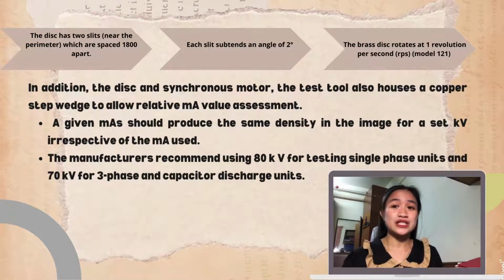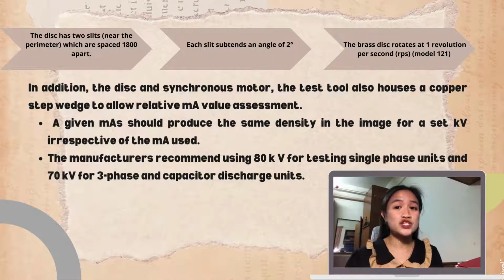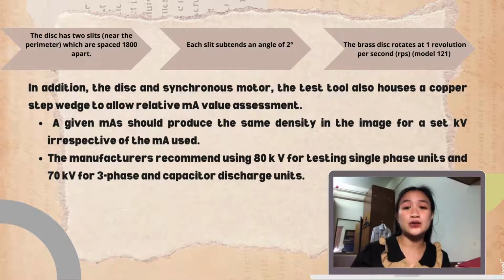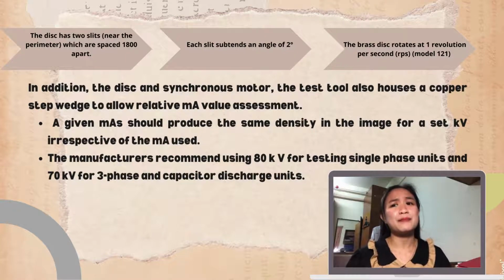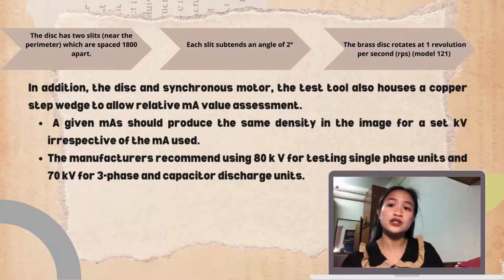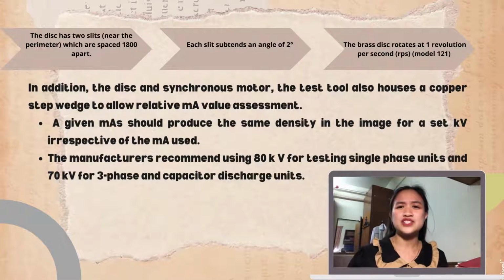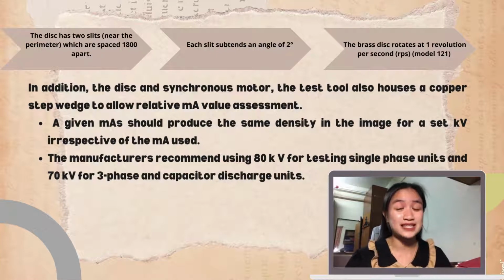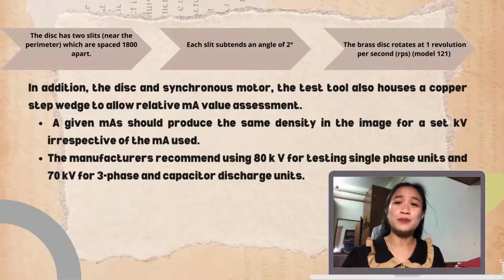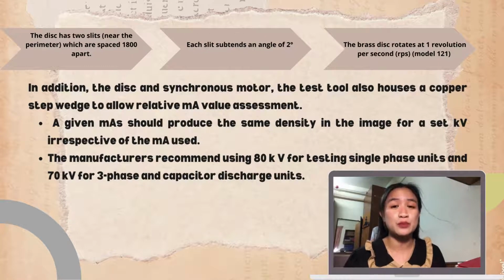In addition to the disc and synchronous motor, the test tool also houses a copper step wedge to allow relative milliampere value assessment. A given milliampere second should produce the same density in the image for a set kilovolt irrespective of the milliampere used. This can be checked by comparing step densities in the image produced at different milliampere values for the same milliampere second and kilovolt. It is possible to combine both milliampere and exposure time assessments by careful choice of exposure values.